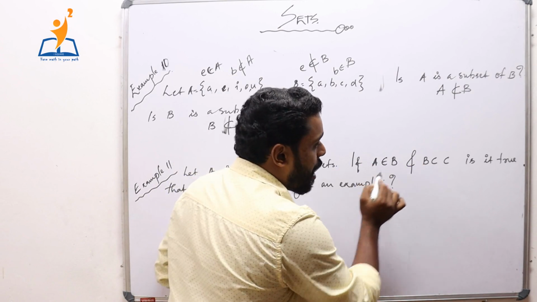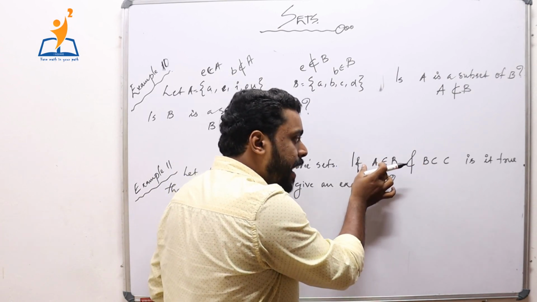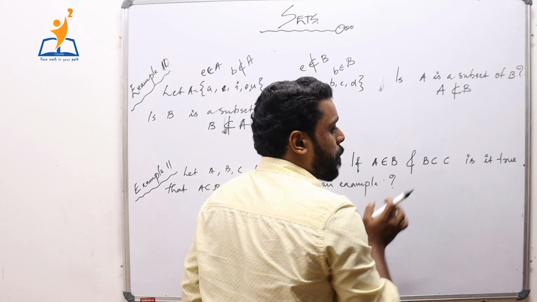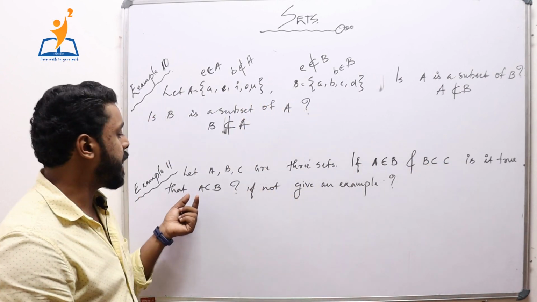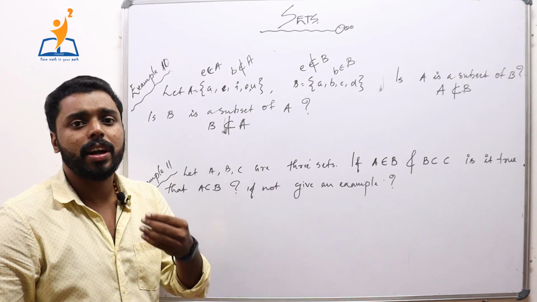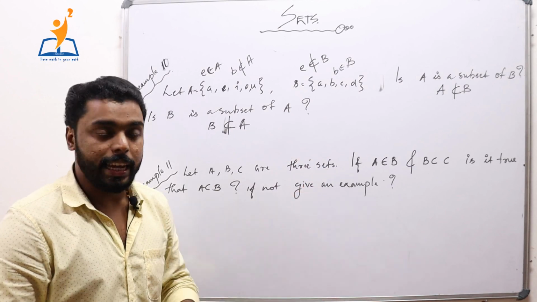See, A is an element of B, which means that the set A itself is a member of the set B, and B is a subset of C. Is it true that A is a subset of B? If not, give an example. Let us give a counter example for this statement.